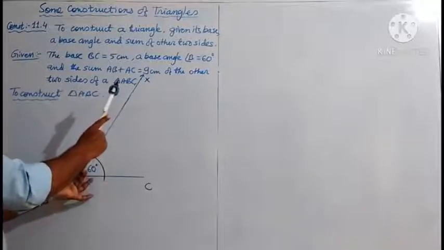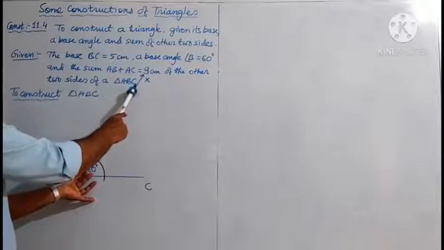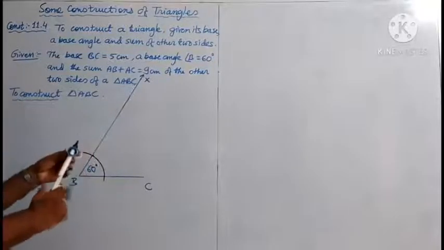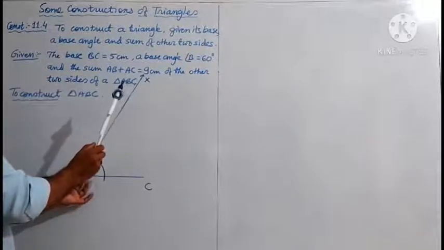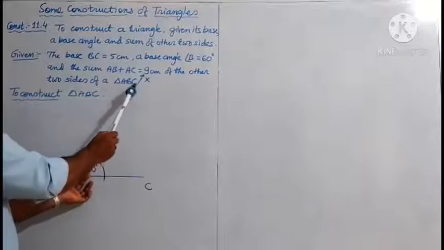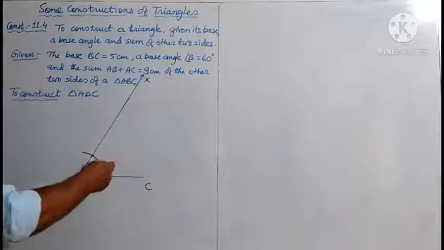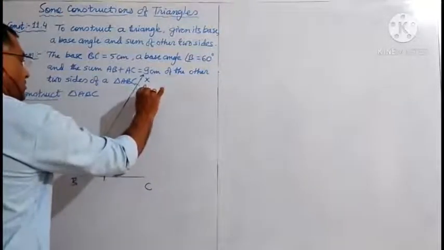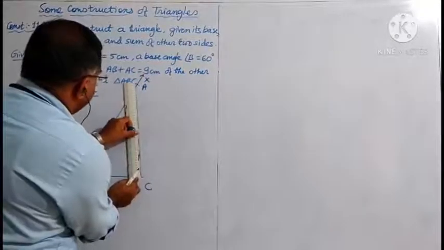So taking this point as a center and the radius equal to 9 centimeter, draw an arc. So here we get point A. Join AC.